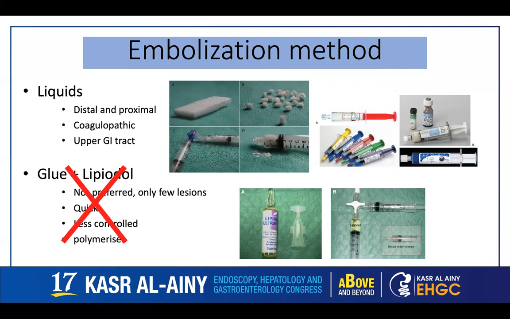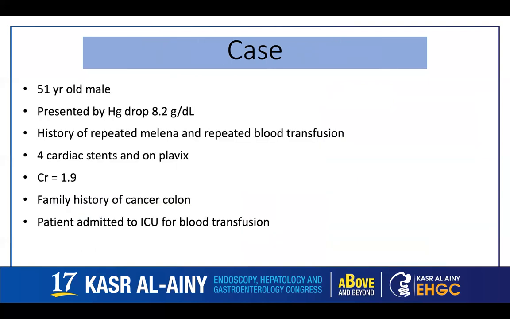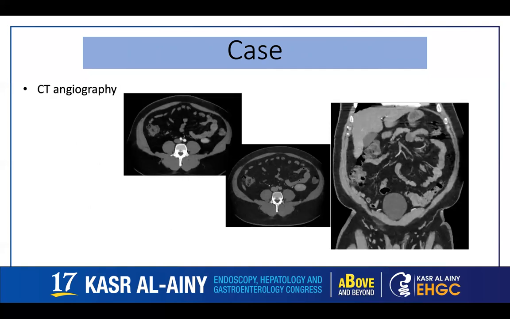We don't like to use this in GIT bleeding. So we have a case here, a 51 year old male, presented with a hemoglobin drop down to 8.2. There was a history of repeated melena and repeated blood transfusion. Patient has 4 cardiac stents, and patient is on Plavix, creatinine was very high, and there was family history of colon cancer. Patient admitted to the ICU for repeated blood transfusion.